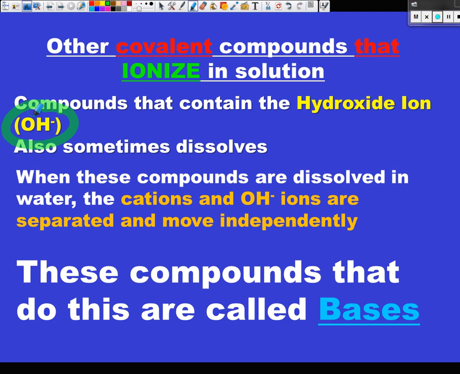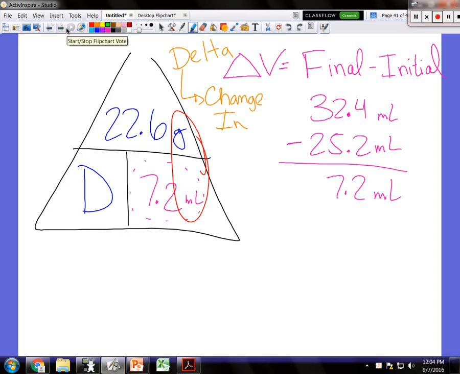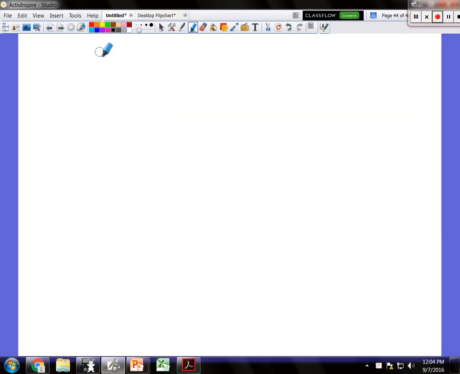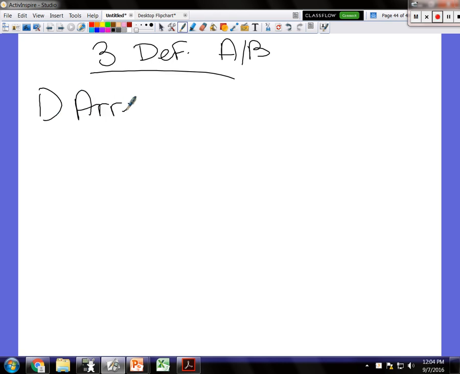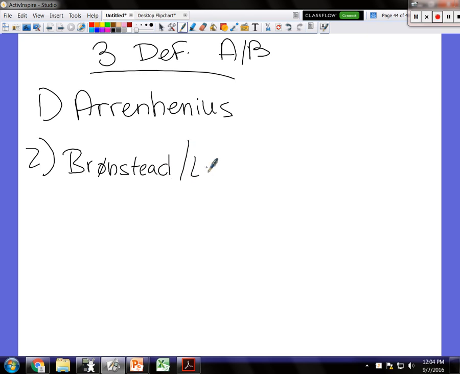Okay. Now, you do not have to write these down. There are 3 definitions of acids and bases. Again, you don't have to write this down. One, and I always misspell this guy's name, Arrhenius. And then the second group was Bronsted-Lowry. Okay, and then the third guy was Lewis.